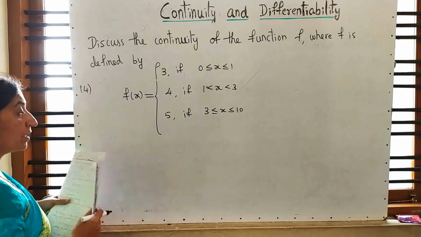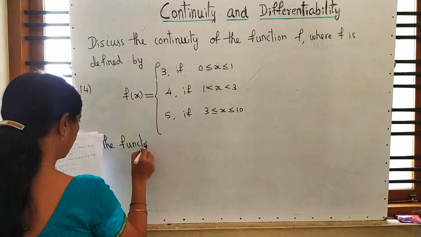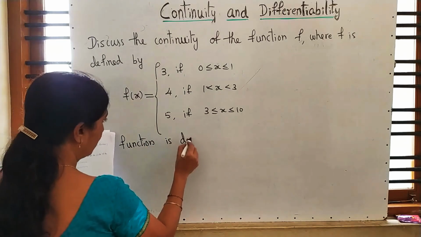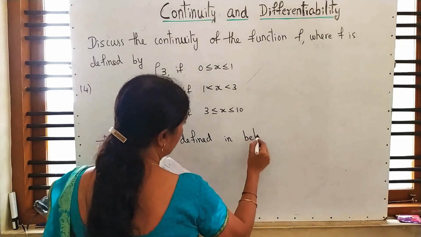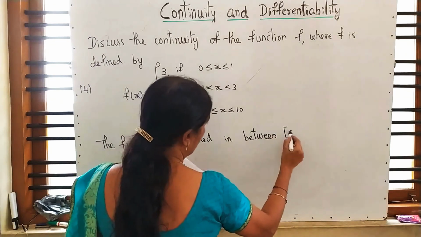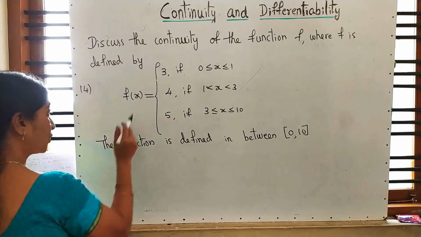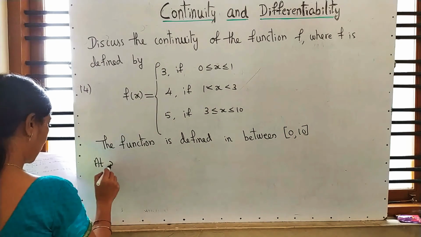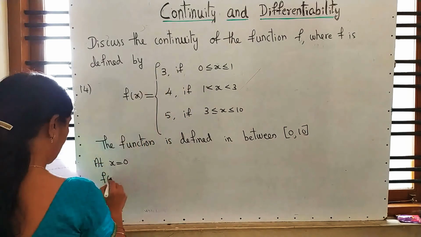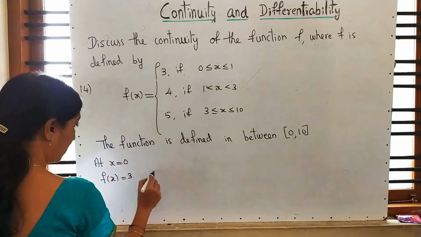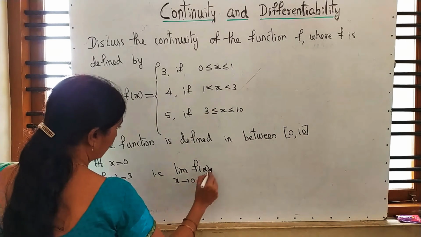So note down these and write down slowly. The function is defined in between 0 to 10. So according to the given problem, we have to check the values one by one. First I will check that x is equal to 0. So x is equal to 0 means which are you selecting? This we are selecting. f of x is equal to 3. That is nothing but limit f of x as x tends to 0 is 3.